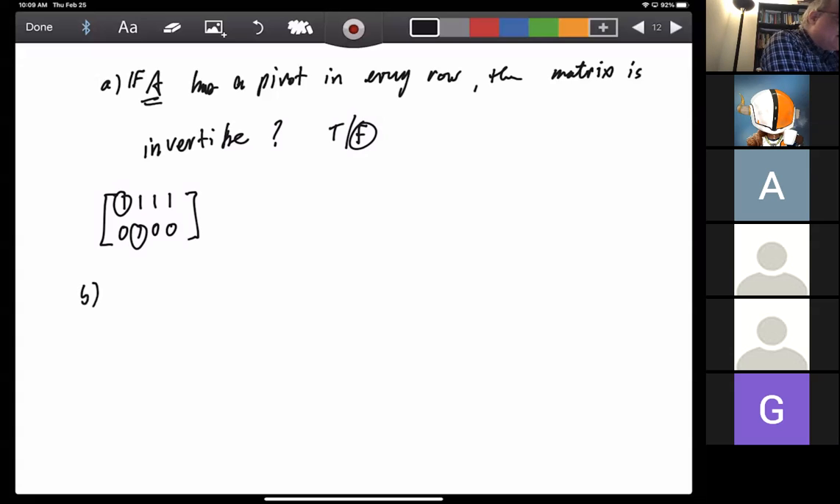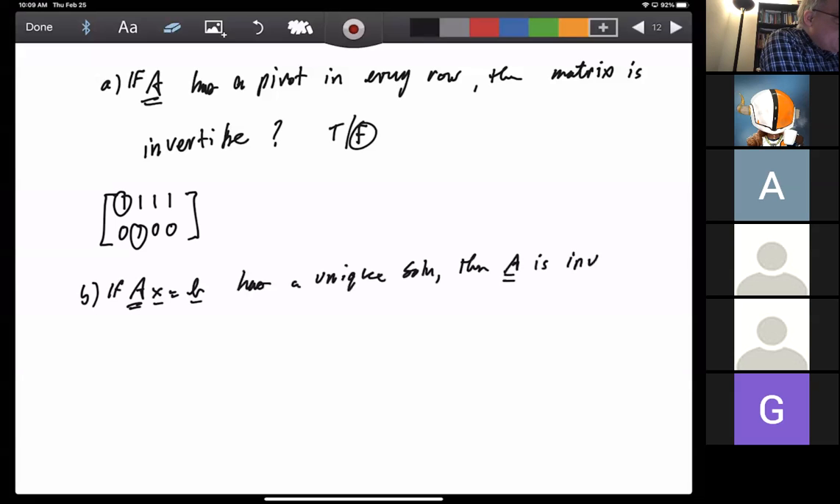Here's another true-false statement. If AX is equal to B has a unique solution, then the matrix A is invertible. What do you think, true or false?